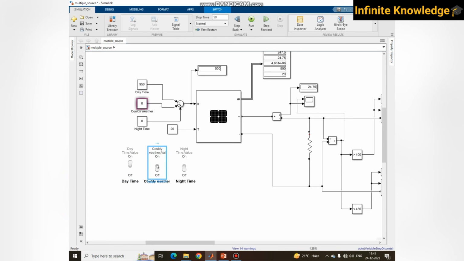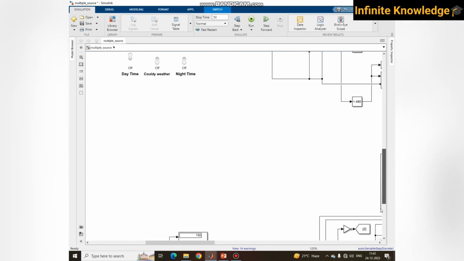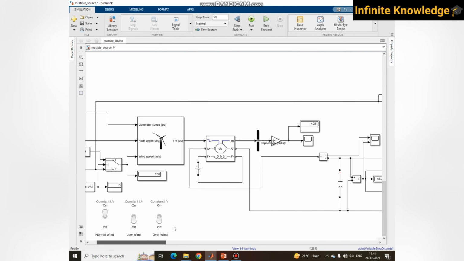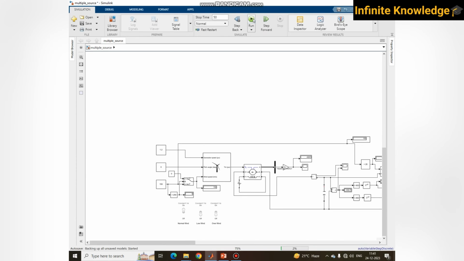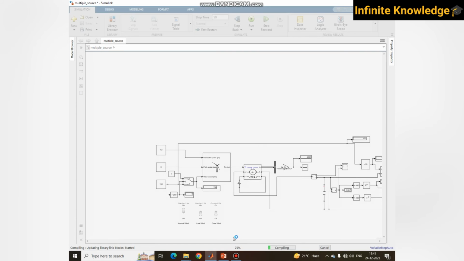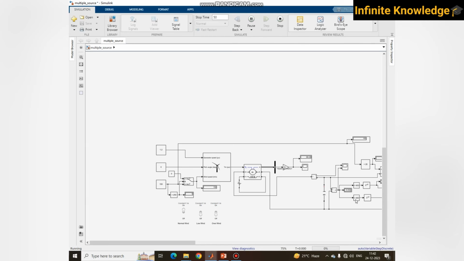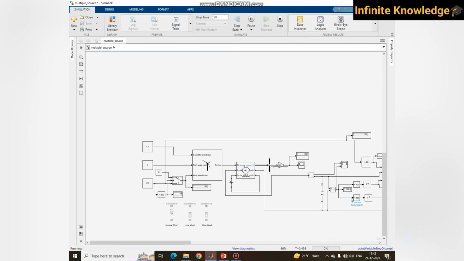Okay, now cloudy weather. You don't want cloudy weather. You need a natural selection. Okay, normal wind speed and solar, normal radiation of the sun. So after some time, the system will be stable.